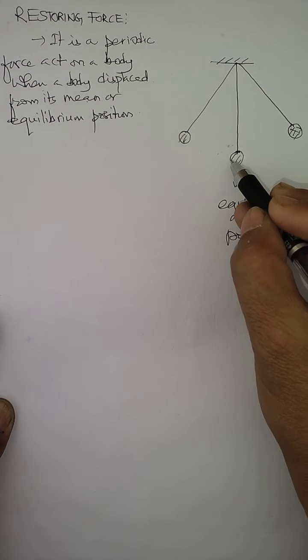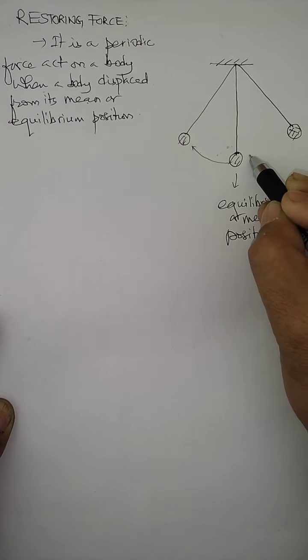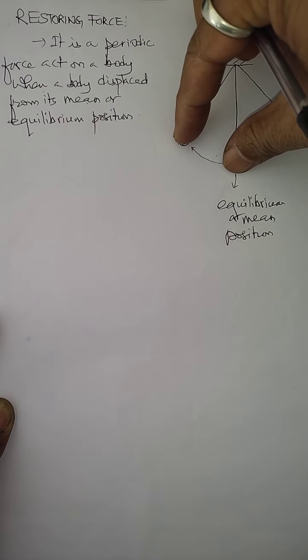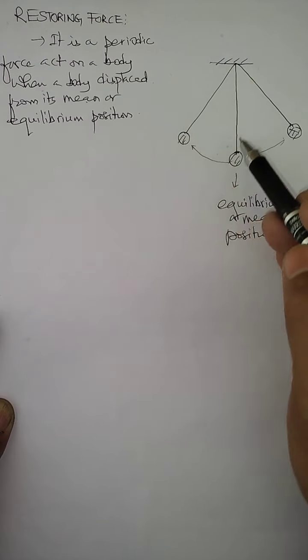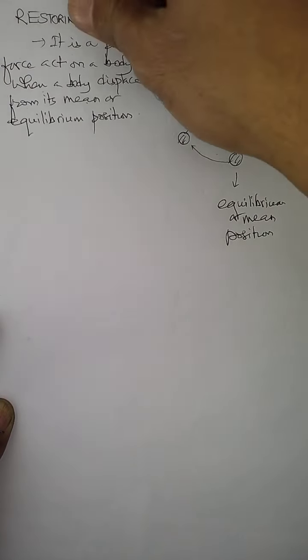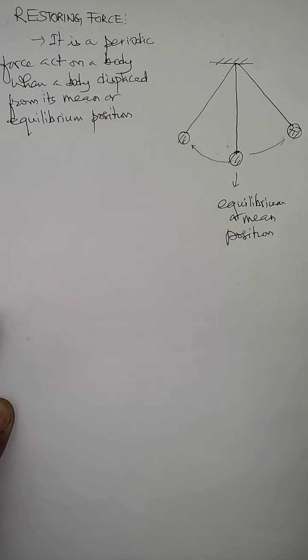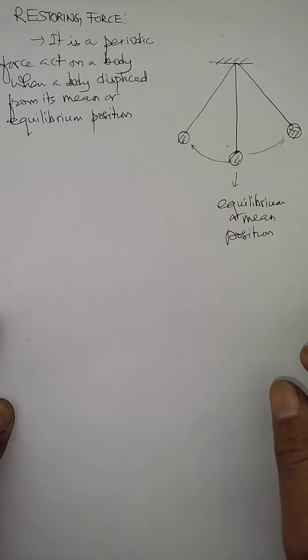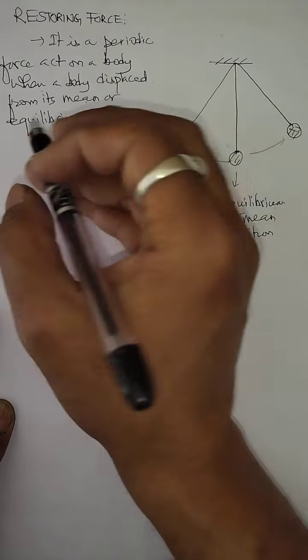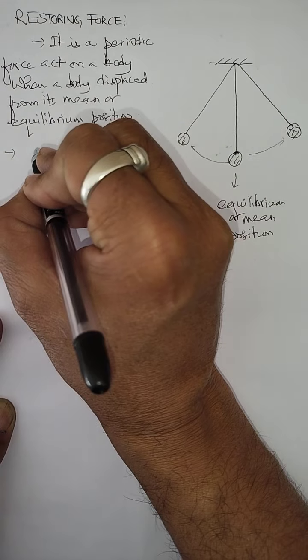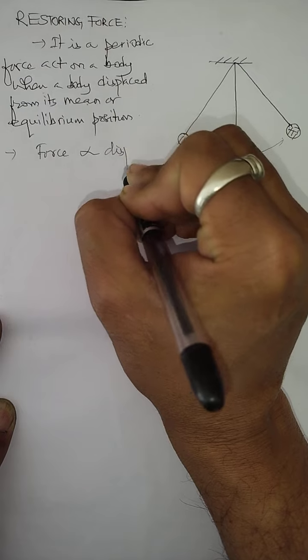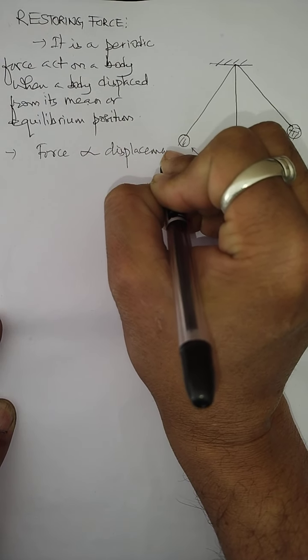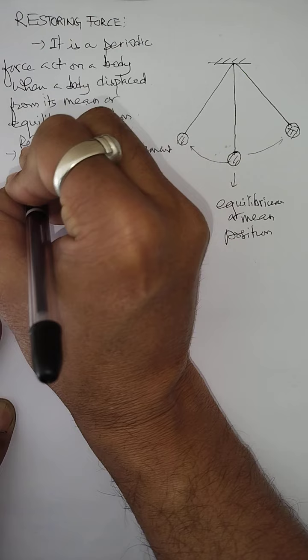Now this restoring force is always proportional to the displacement of the particle or body from the mean position. It means if the body displaces on either side from the mean position, by whatever amount, the force which acts on the body and brings the body back to the equilibrium position is directly proportional to the displacement of the particle from the mean or equilibrium position. Remember this point: force is directly proportional to displacement. But what force? Restoring force.